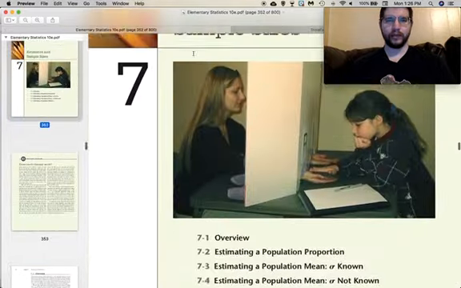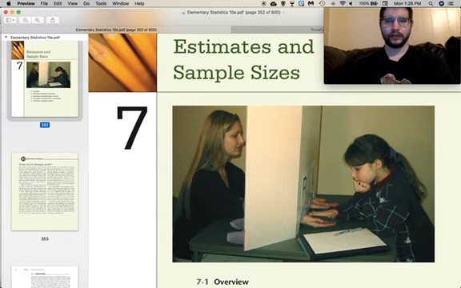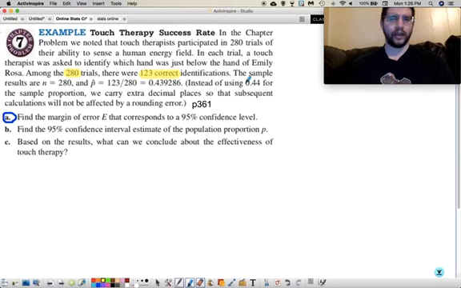Doesn't really matter for the problem, but there it is. So Emily here was conducting an experiment with touch therapists to see whether or not they could correctly identify which hand her hand was over. And here's the results. There were 280 trials, 123 correct identifications. So p hat is 123 out of 280, 0.439286. So that would be the point estimate we use.